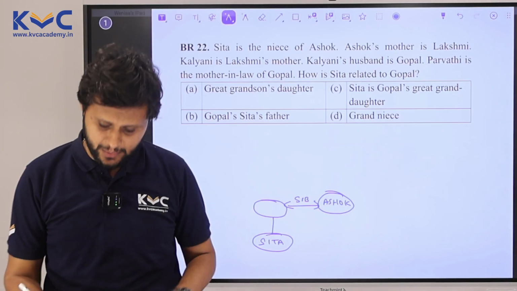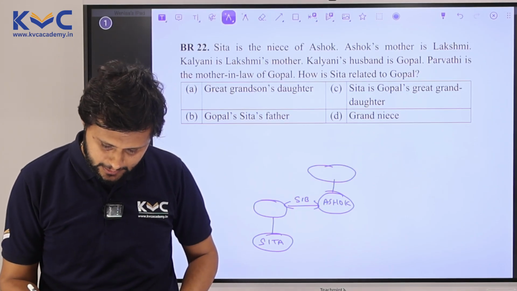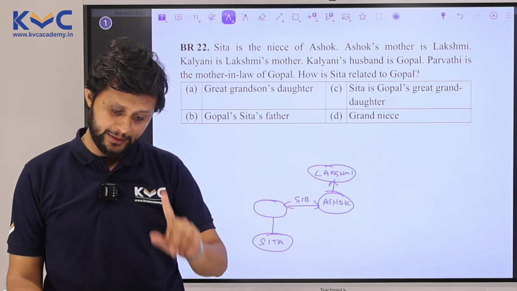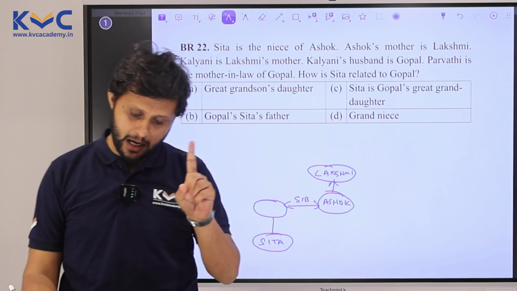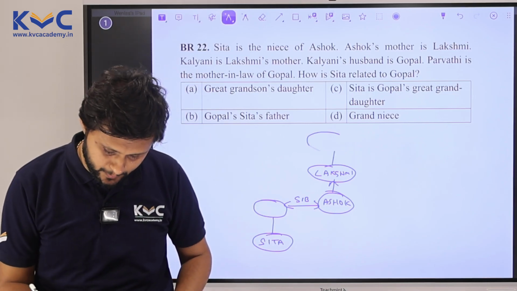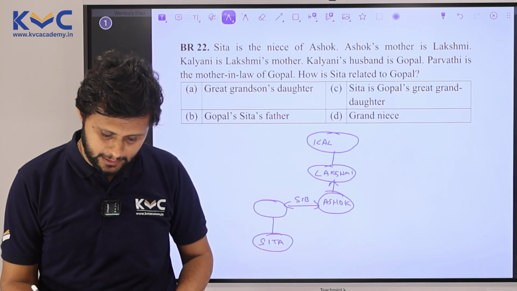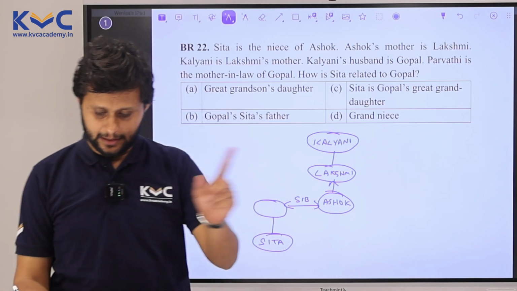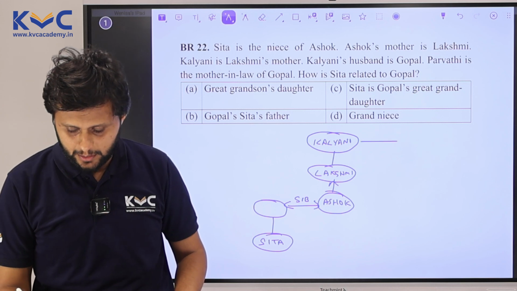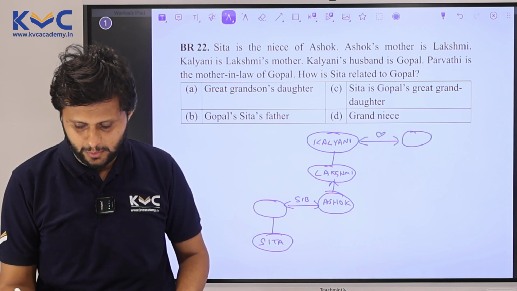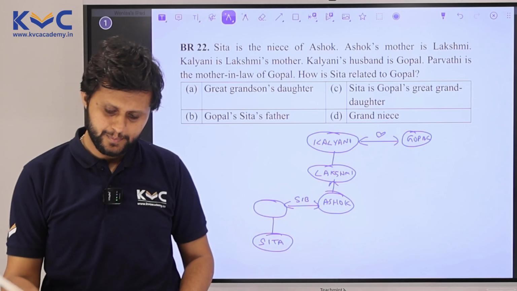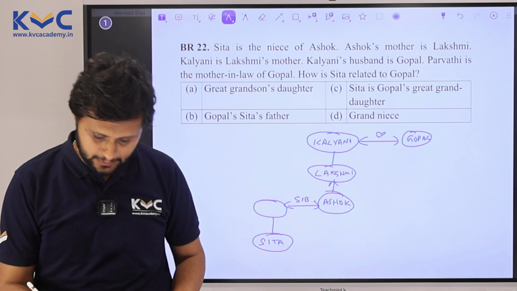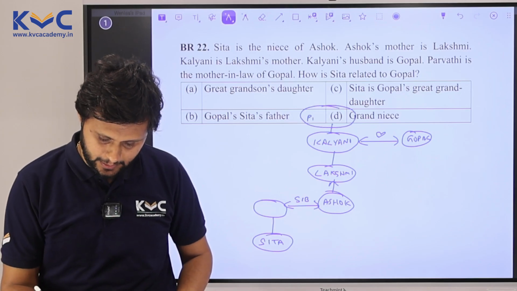Ashok's mother is Lakshmi. Ashok's mother is Lakshmi. Okay. And further, Kalyani is Lakshmi's mother. There is one more person over here. Kalyani. Okay. Further, Kalyani's husband is Gopal. Gopal. Parvati is mother-in-law of Gopal. So Kalyani's mother. So Parvati is over here.